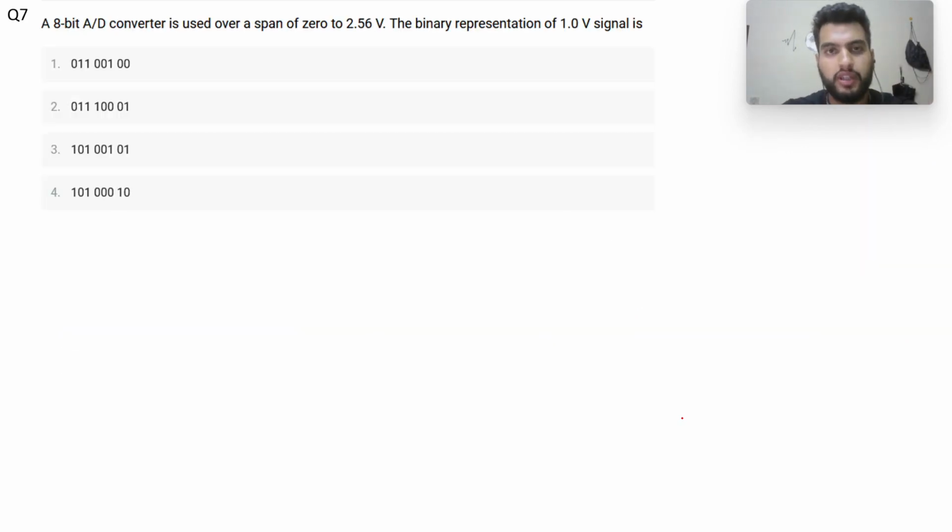Now, towards question number 7, it states that an 8-bit DAC is used over a span of 0 to 2.56 volt. The binary representation of a 1 volt signal is, so we need to find out the binary representation of the 1 volt signal. So how do we approach it? Let's just find out the resolution.